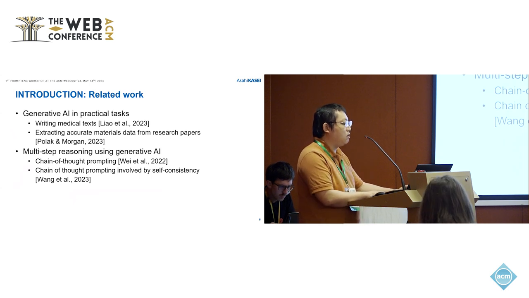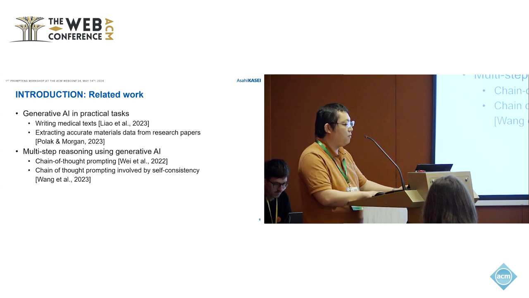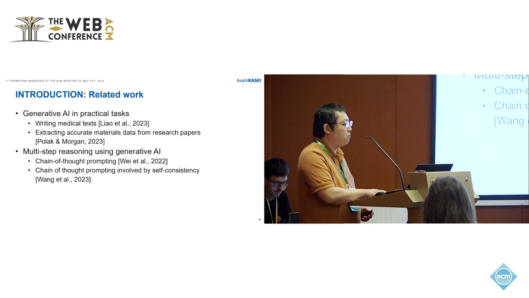Here is the related work. Previous research on the application of ChatGPT to practical tasks includes the automatic generation of medical text by Liao et al., and the extraction of accurate material data from research papers by Polak and Morgan. In addition, it is famous to use multi-step reasoning, especially the chain of thought method by Wei et al. In this study, we adopted the multi-step method in prompting.